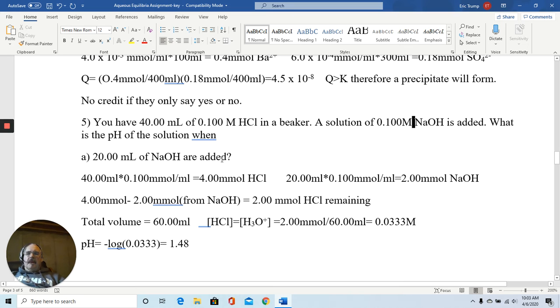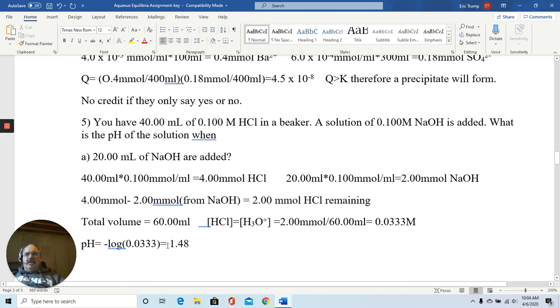So if we add 20 milliliters of sodium hydroxide, let's calculate the millimoles of HCl. So we take concentration times volume. So that's 4 millimoles. And our millimoles of sodium hydroxide that we have added, again, we take concentration times volume, that's 2. So 2 millimoles will have neutralized 2 millimoles of HCl. So that means we'll have 2 millimoles of HCl remaining.